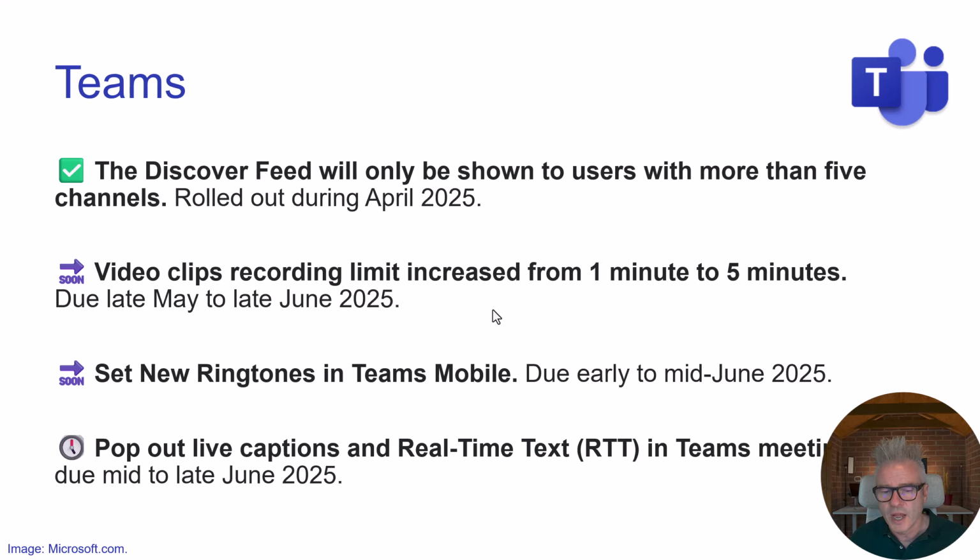Makes it much easier. This real-time text, remember, is just so people can see each letter as it's being typed. I'd hate that if I'm honest. I can't type and I can't spell. So that would be a terrible experience for you. Anyway, the ability to pop both of those out, mid to late June.